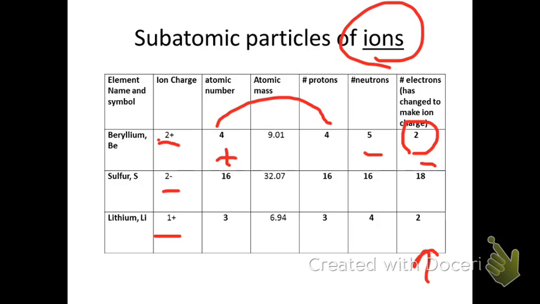If we look at a negative charge, the sulfur ion has a charge of negative 2. You have 16 protons, so that means you have to have 2 extra electrons, so you now have 18 negative charges. You have 16 positive charges, so positive 16 plus negative 18 gives you a net charge of negative 2.